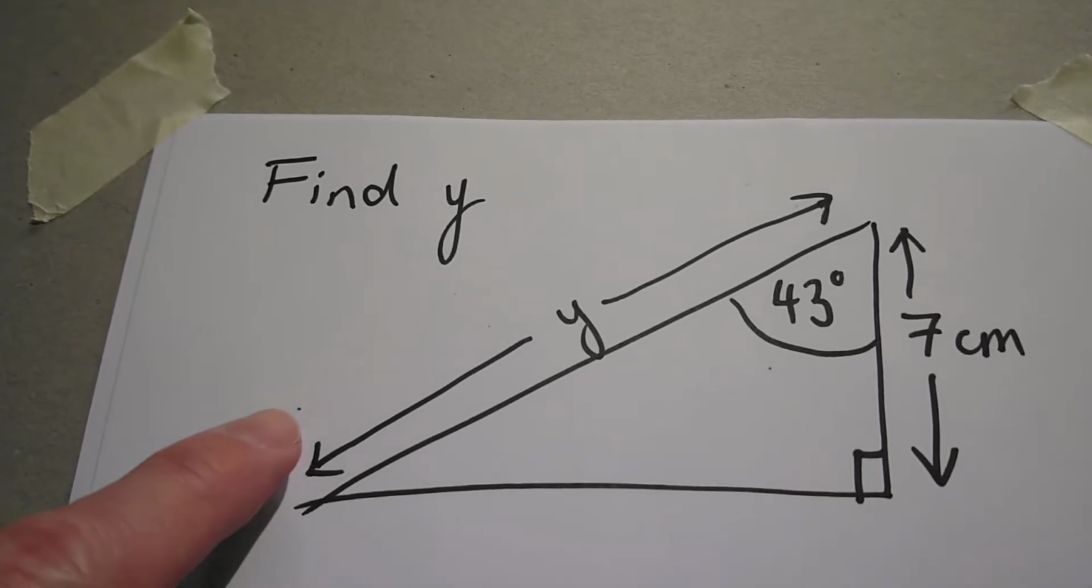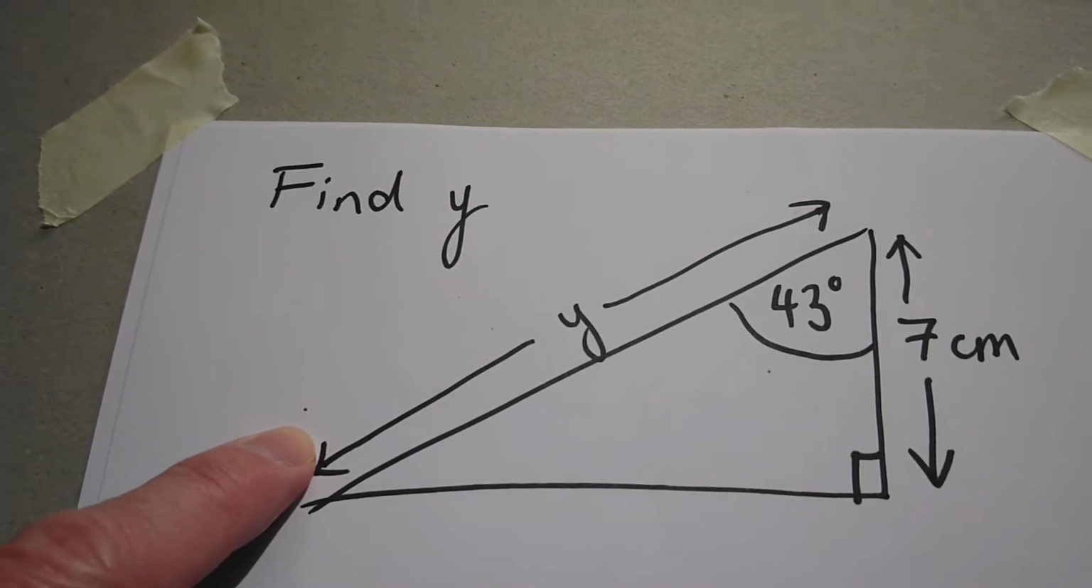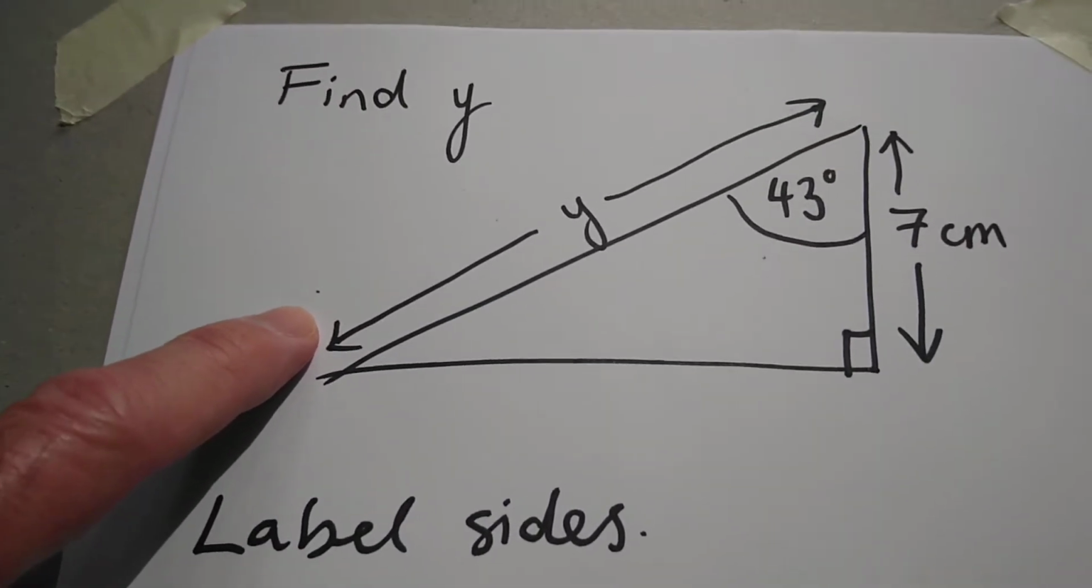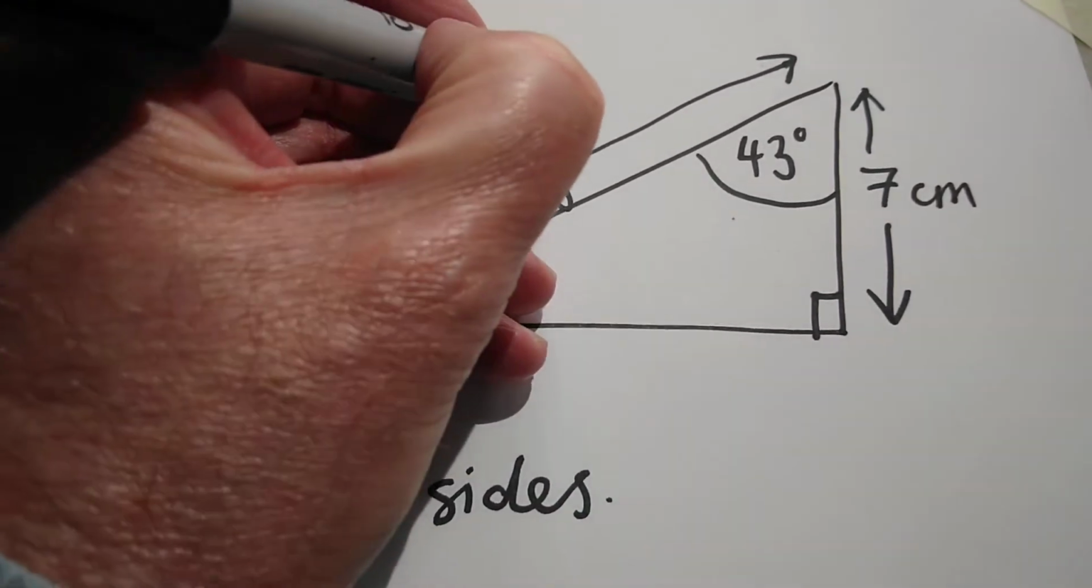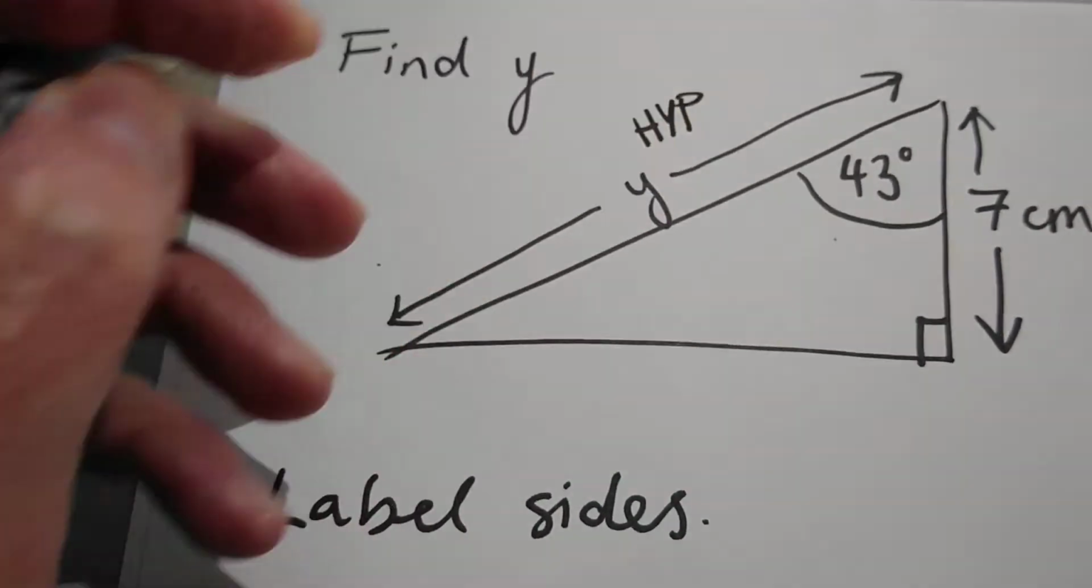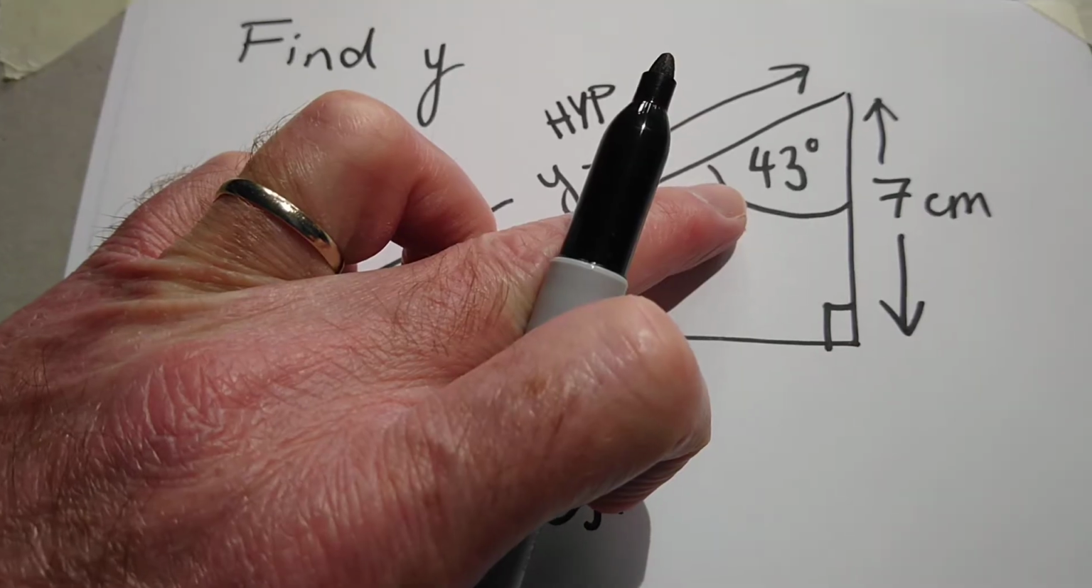So for this question we need to find the length y as labelled on the triangle here. So the first thing we do is label the sides of the triangle. So the side opposite the right angle is the hypotenuse. The angle that we're going to be dealing with is this one here.